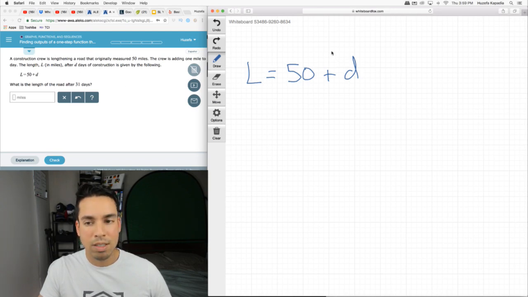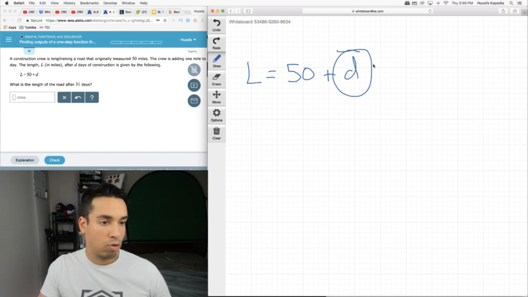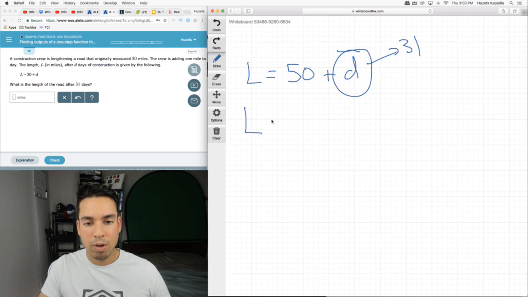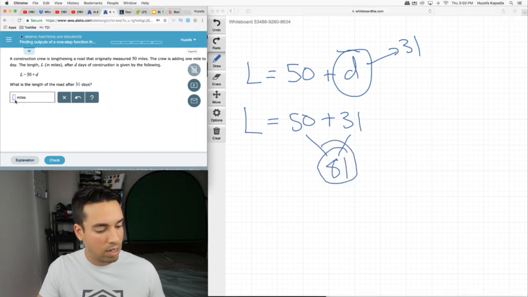Remember, D represents days. So if we want to find where it is after 31 days, we just plug in 31 for D. So now we'll rewrite this equation as L equals 50 plus 31. And then we carry out this addition. 50 plus 31 is 81. So it is simply 81 miles.